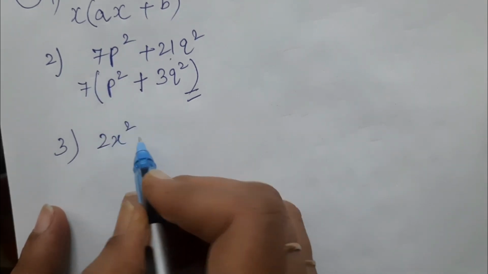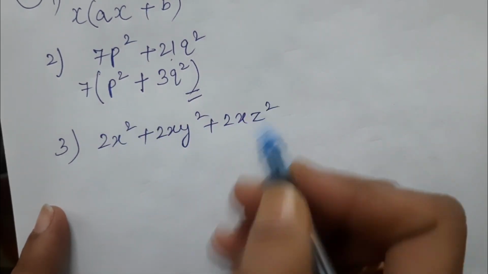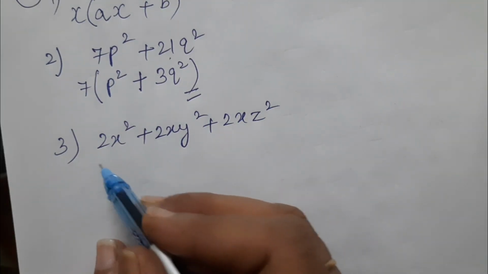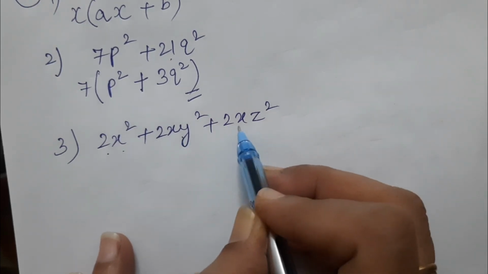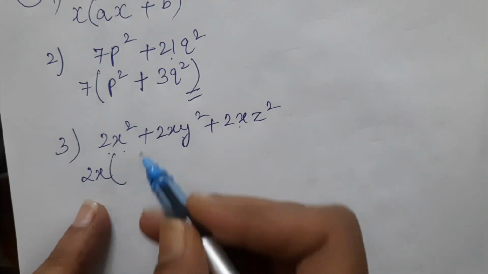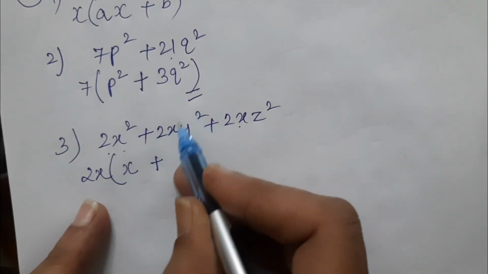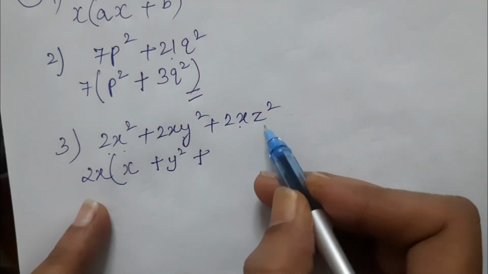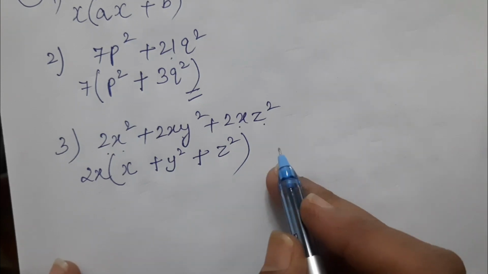Third one is 2x square plus 2xy square plus 2xz square. Again here you need to check out what is common. Very good, 2 is common and moreover x is also there. Excellent. So let's take 2x common. So we are left with x. Here 2x is taken, so only y square is remaining. Now here again we have taken 2x. Excellent. Z square. So this is our answer.